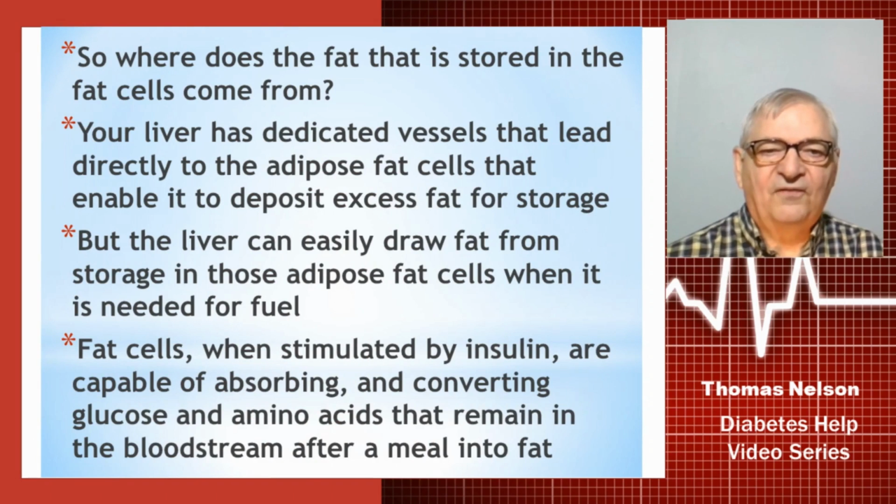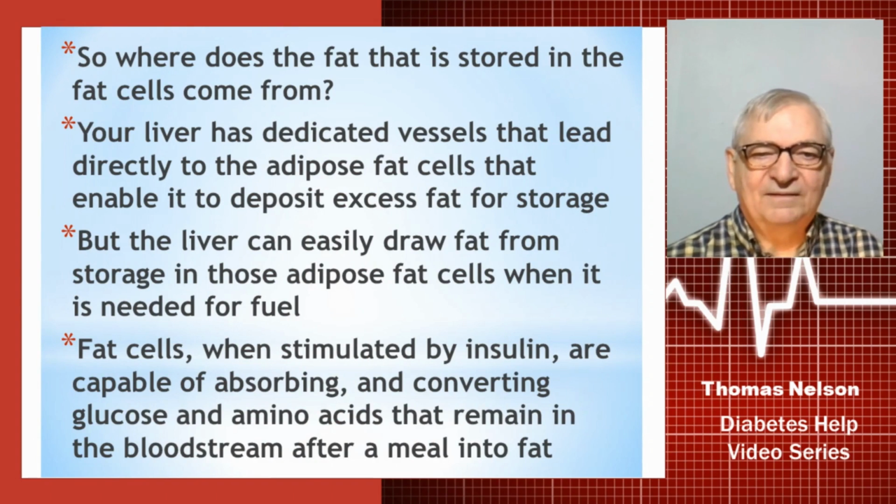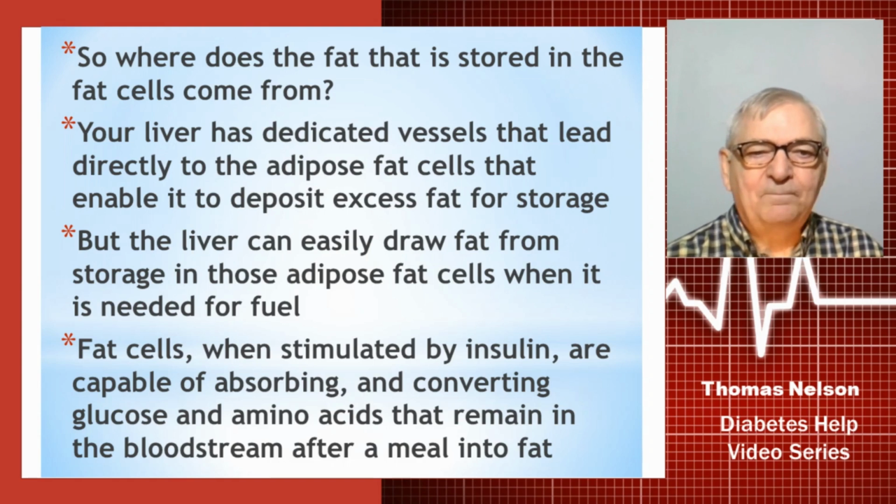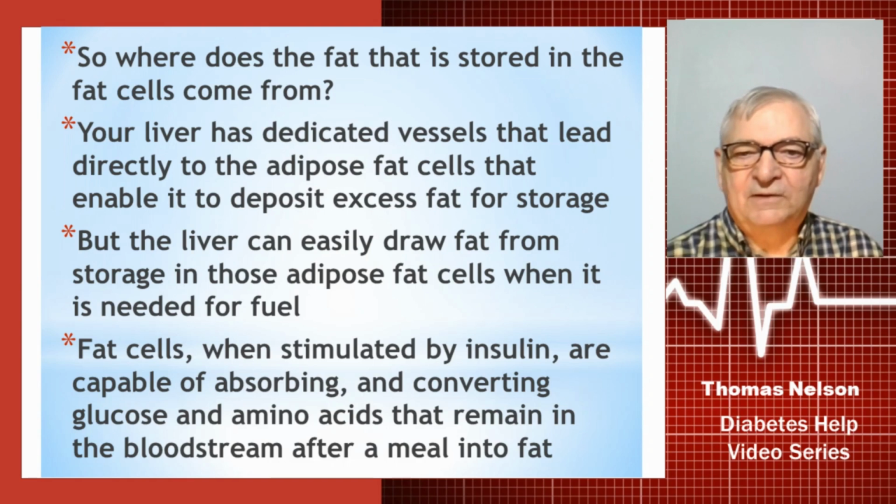So where does fat that is stored in the fat cells come from? Your liver has dedicated vessels that lead directly to that adipose fat layer, the outside, the visceral fat, that enables your liver to deposit fat and to reclaim it if needed for energy. But it's your liver that is going to deliver it to those fat cells, and it's a direct connection by blood vessels that is going to do it.